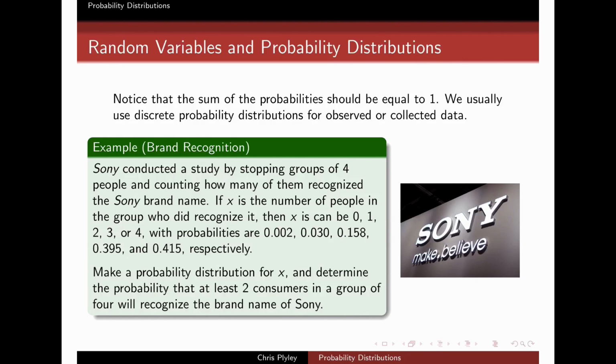And the probabilities, according to the study, just based on the tabulated data that we don't have here, are 0.002, 0.03, and so on, and so on. So make a probability distribution for x quickly, and then find the probability that at least 2 consumers in a group of 4 will recognize the brand name of Sony. Give it a try, and I'll show you my answer in 1 second.